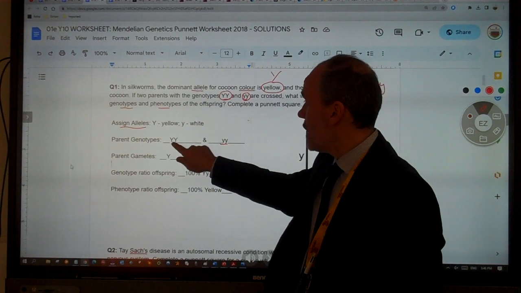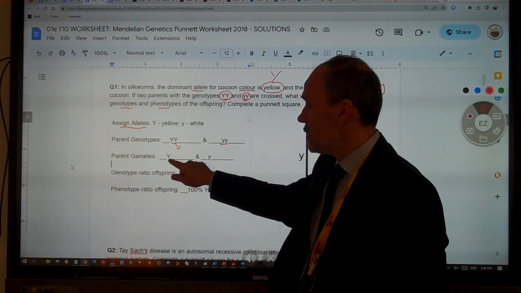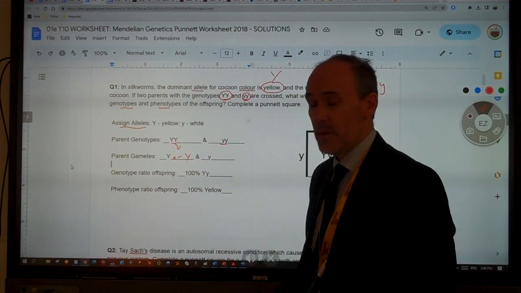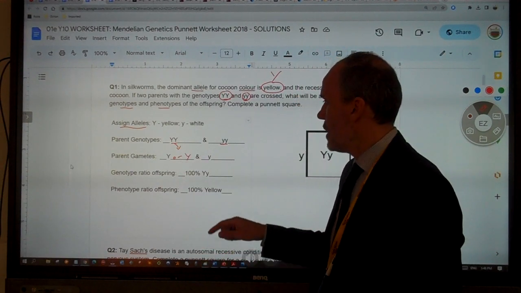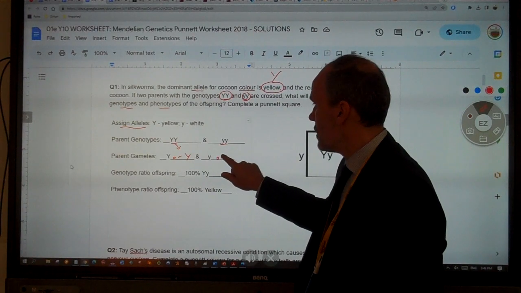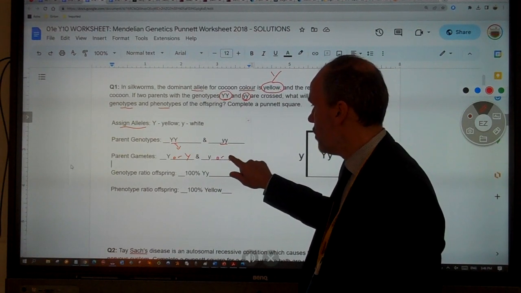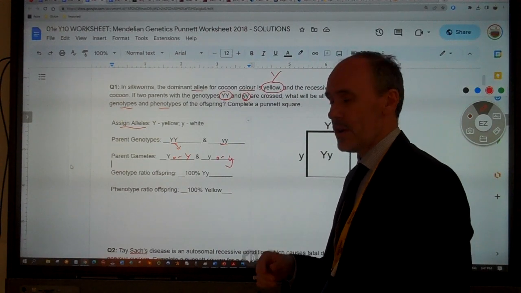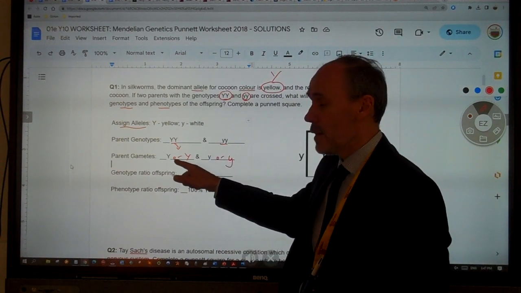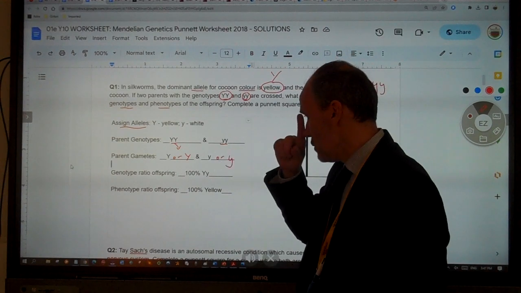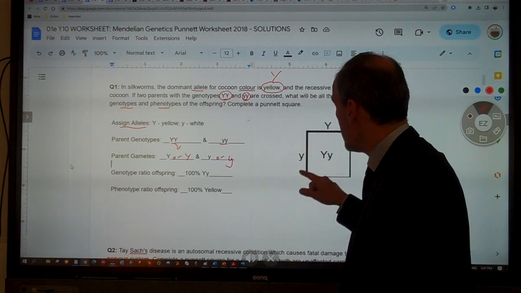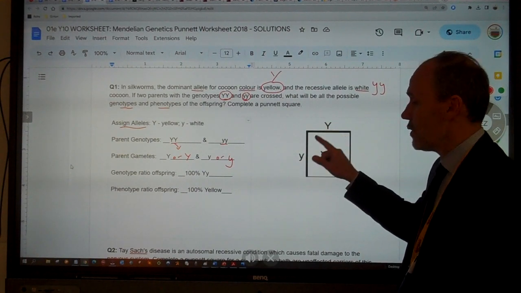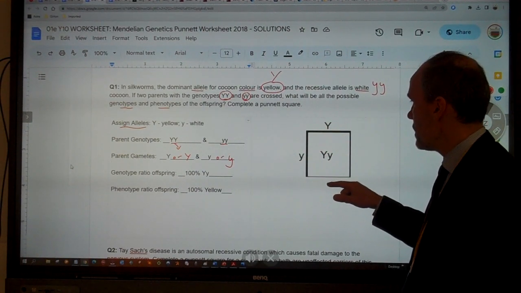Now this parent can only pass on a big Y. That's why it only appears once here. You could put another big Y, and the same over here, you could put just little y by itself. It's one or the other. But this parent can only pass on big Y's, and this can only pass on little y's. So that's why this Punnett square looks a bit odd, because if you can only pass one on in each case, all the offspring will be like this.